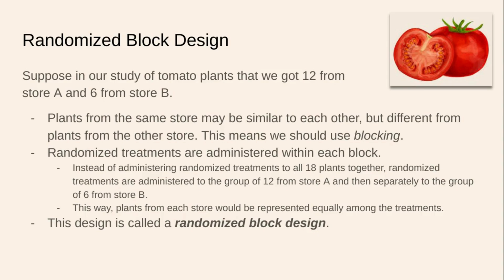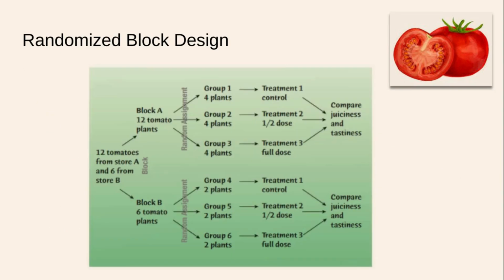And if you're anything like me, you would want to see a picture of how this looks because this is admittedly a little bit confusing. So check out this picture, which looks confusing up front, but it's actually really helpful. So we start out with 12 tomatoes from store A and 6 from store B. This is straight out of your textbook, by the way, if you'd like to see. Block A has 12 tomato plants. I want to make sure that they are evenly dispersed among the three groups, because each one of these groups is going to receive a different treatment.